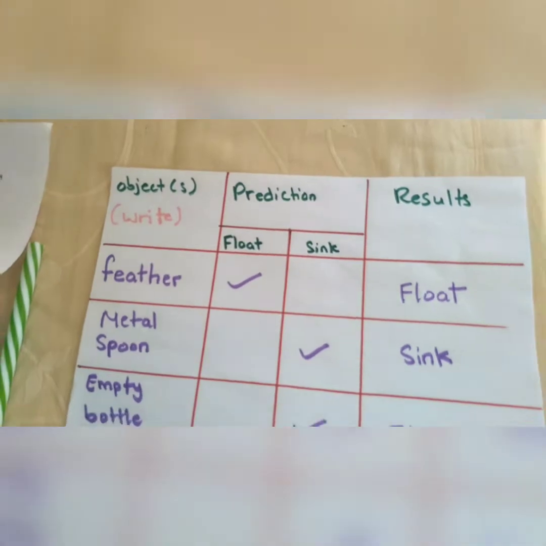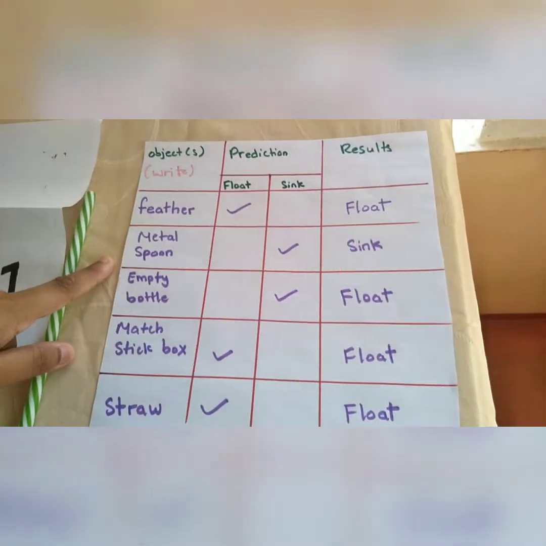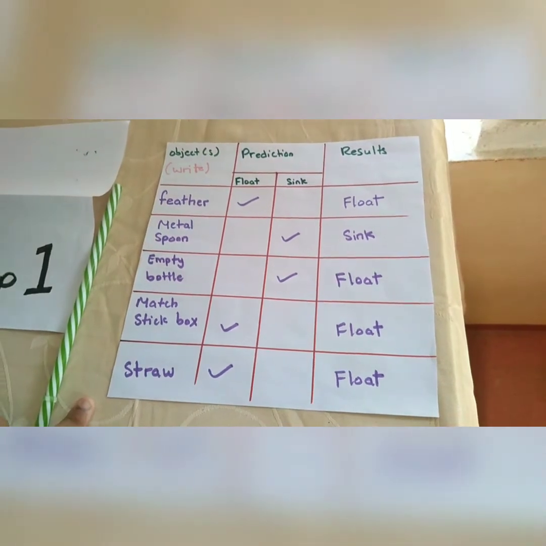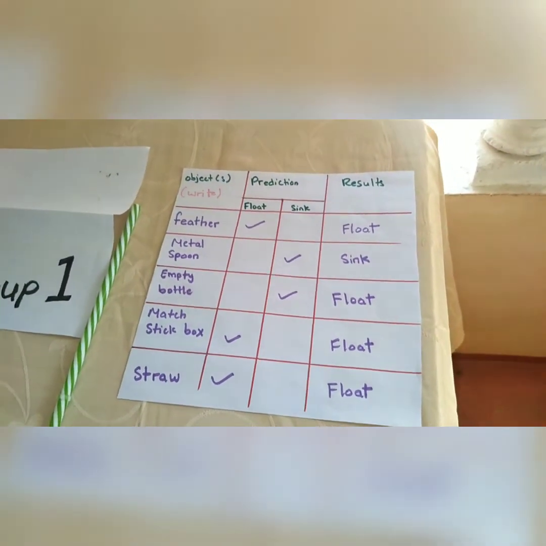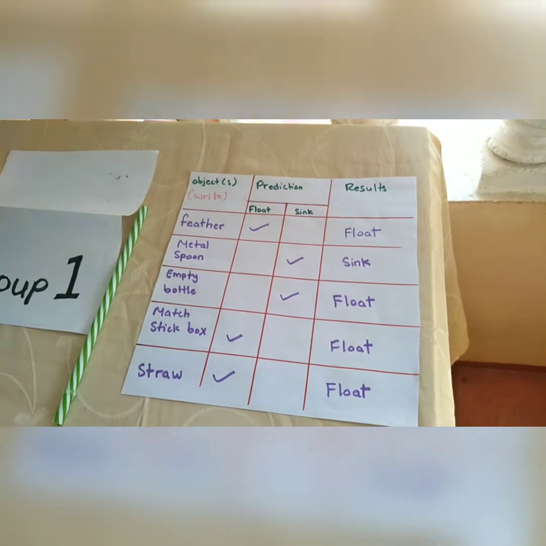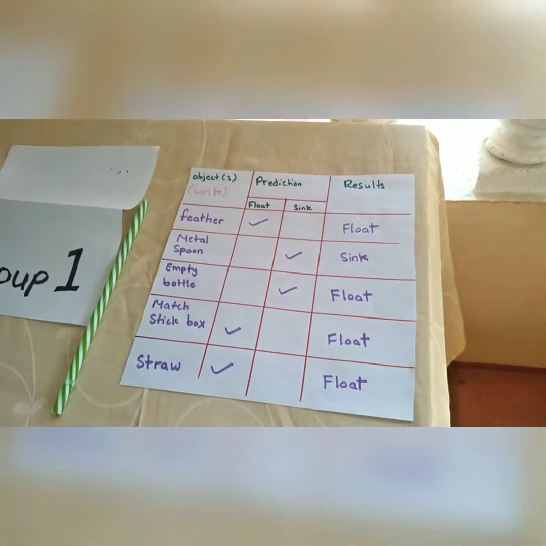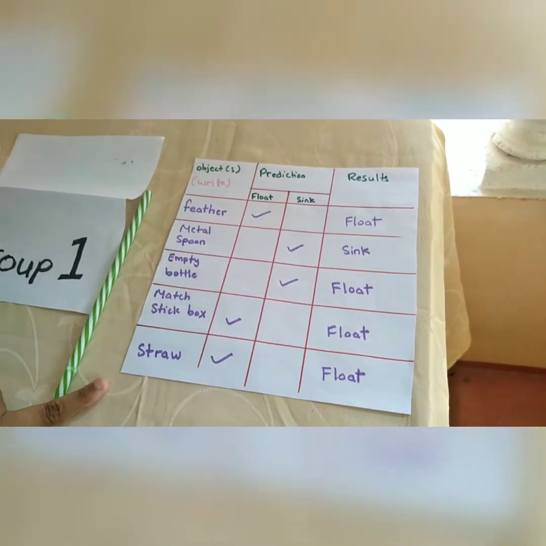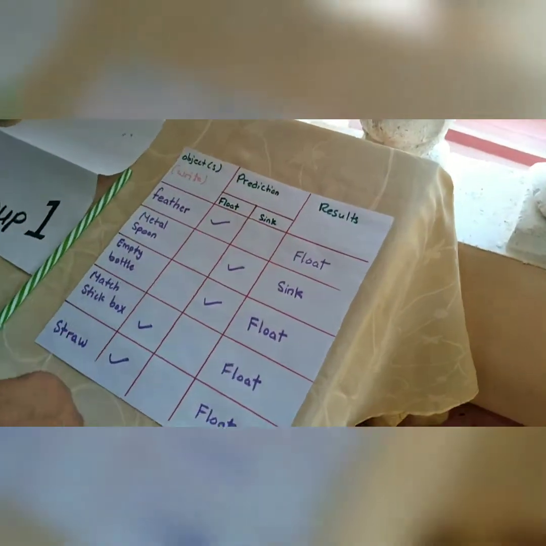Group 1 used the objects feather, metal spoon, empty bottle, matchstick box, and the straw. They indicated that their predictions were that the feather would float, the metal spoon would sink, the empty bottle would sink, the matchstick box would float, and the straw would float. I can see you tallied up your results at the end here.